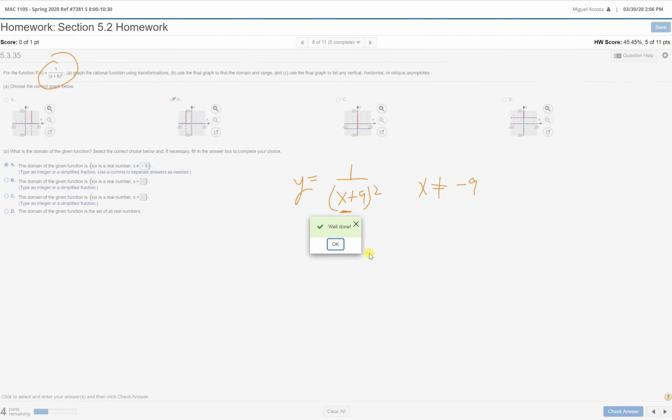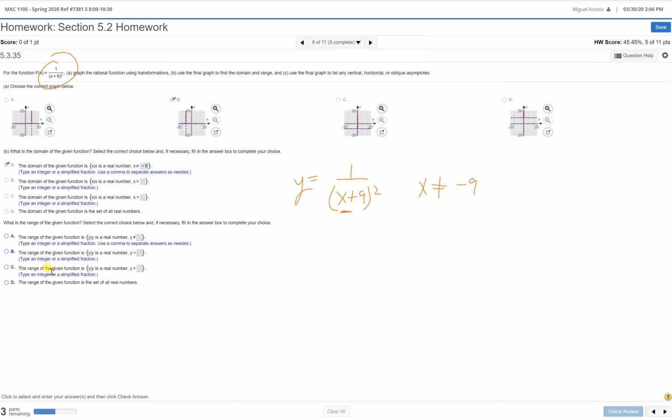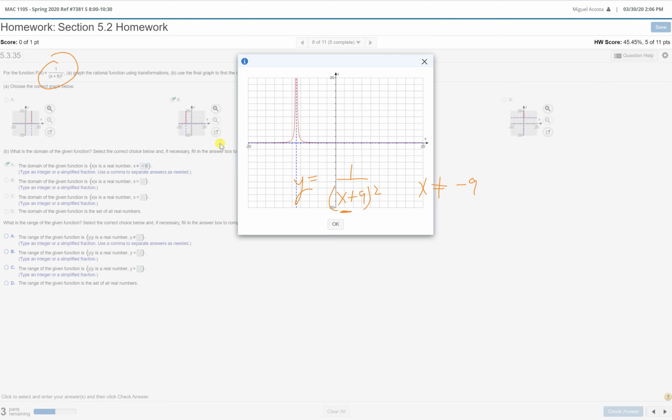Alrighty. Next question. The range. So we're going to look at this image. It's much easier with the picture. So the graph is always positive. You notice that? It's never negative. It's always above the x-axis.